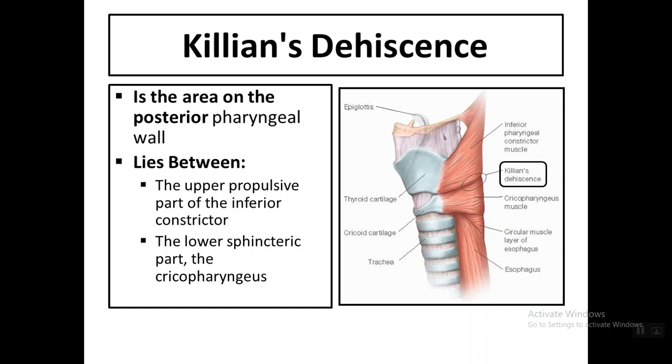cricopharyngeus muscle. Why do we call it crico? Because it is attached to the cricoid cartilage. It forms a complete ring of muscle, so it is called cricopharyngeus muscle, and it forms a sphincter, just like a sphincter. So the area in between the inferior part of the pharyngeal constrictor, the propulsive part, and the sphincteric part, the cricopharyngeus, this area is called Killian dehiscence, which we said is a weak area.